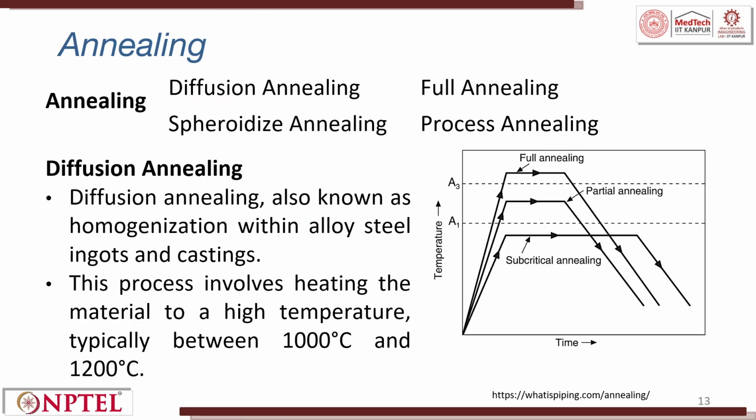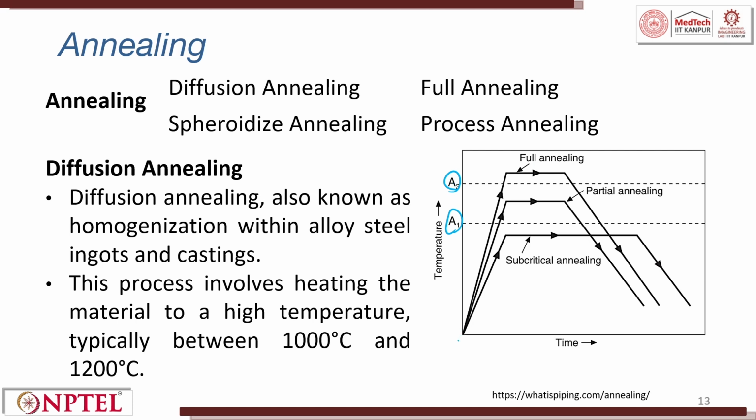So, in annealing, there can be 4 types of annealing. One is called diffusion annealing. Then we have spheroidal annealing, full annealing and process annealing. So, if you see, full annealing is A1 to A3. Where are these A1, A3 coming from? If you go back to your iron carbide diagram, I would have mentioned A1, A3, right.